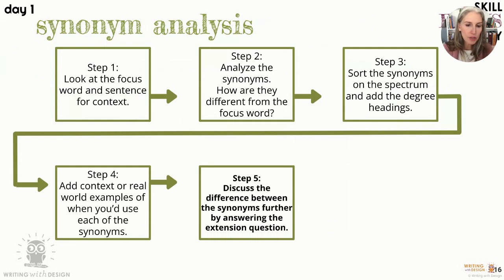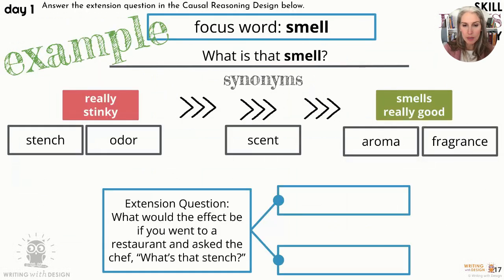And then step 5 is going to be to discuss the difference of the synonyms further by looking at the extension question. So, what would be the effect if you went into a restaurant and you asked the chef, "What's that stench?" Right? Now, there's a lot of ways we could answer this. We could say something like, "Oh, she or he would be incredibly offended, right? They're cooking for all the patrons, and you've just come in and basically said the restaurant stinks, therefore the food stinks," right? But maybe there had been a fire, right?